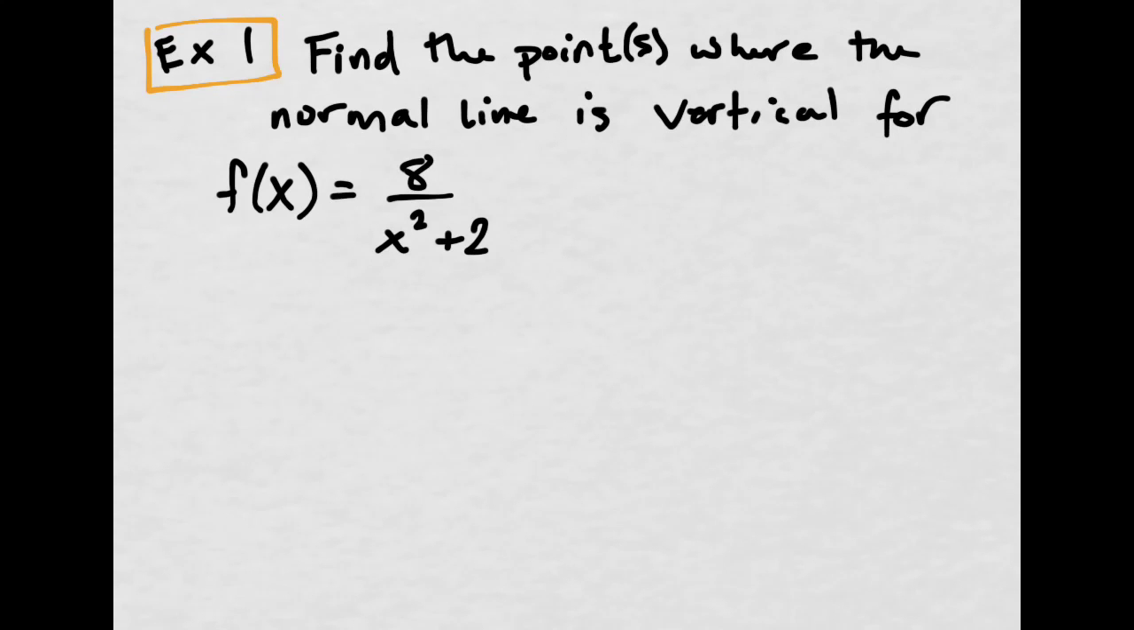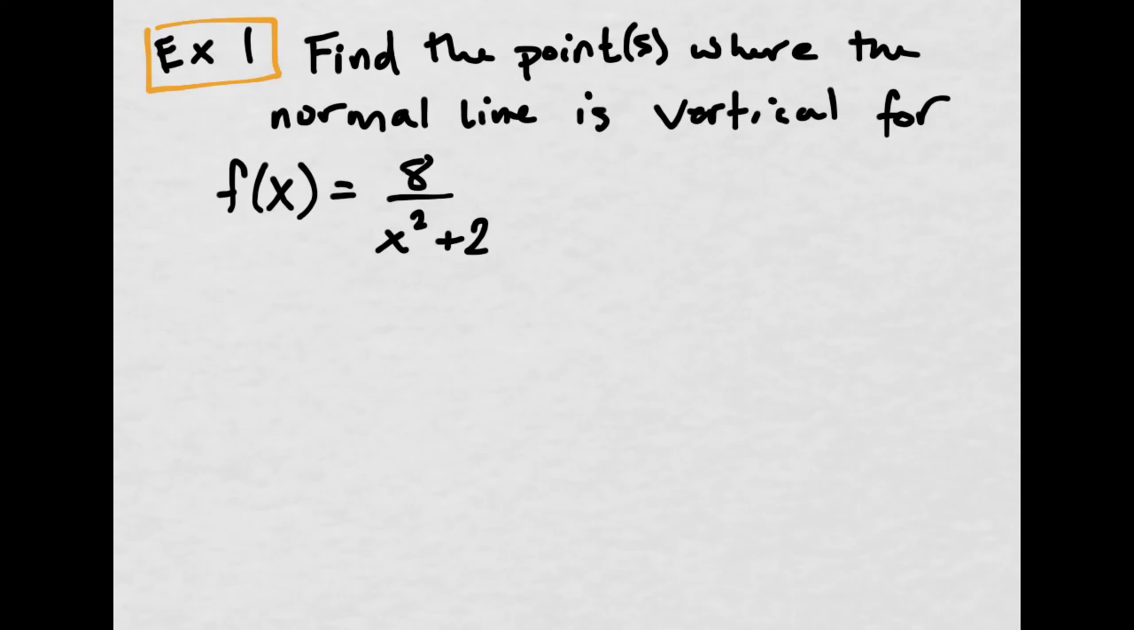So we take a look at the first example. Find the point or points where the normal line is vertical for the function f of x equals 8 over x squared plus 2. Alright, what is it asking? It's saying find the point or points. So our answer is going to be an ordered pair where the normal line is vertical.